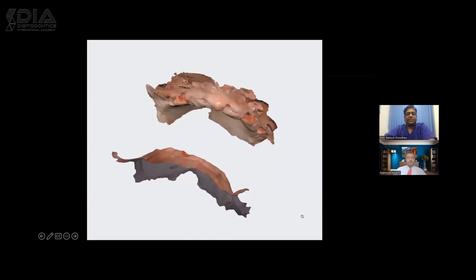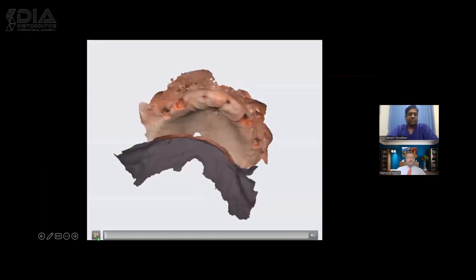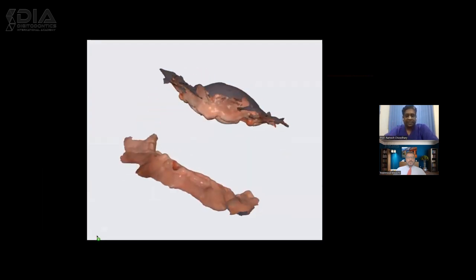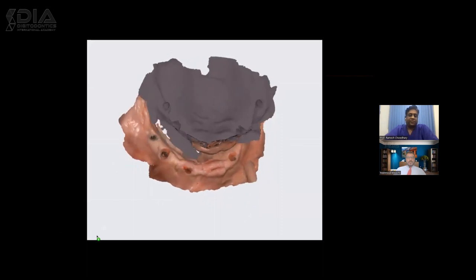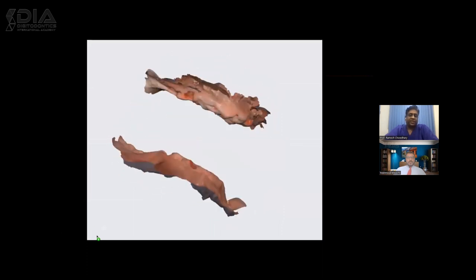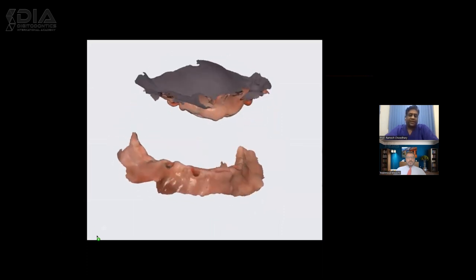And this is again digital. For many days, we were just doing manual impressions. And when intraoral scanners came up, we were excited to start doing intraoral scanning of the full arch. I think we started this three years back, and this is one of the first cases where we did the intraoral scanning of the full arch.